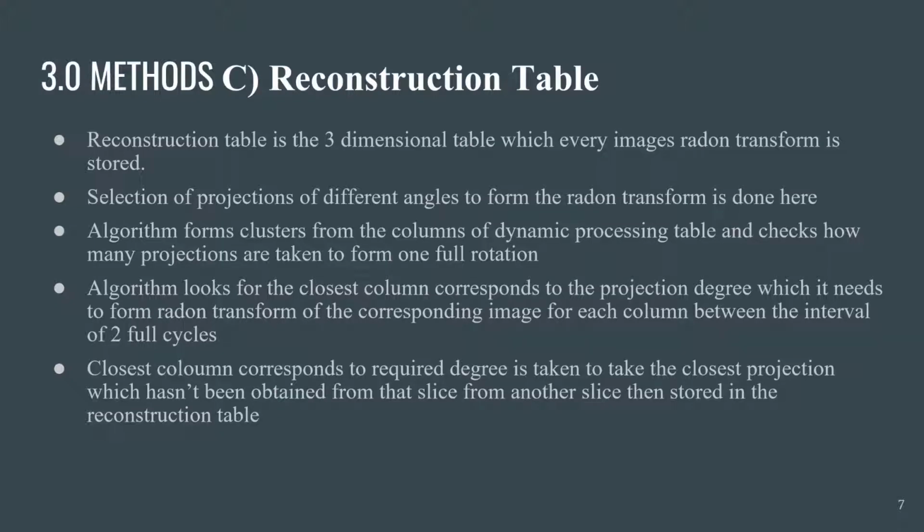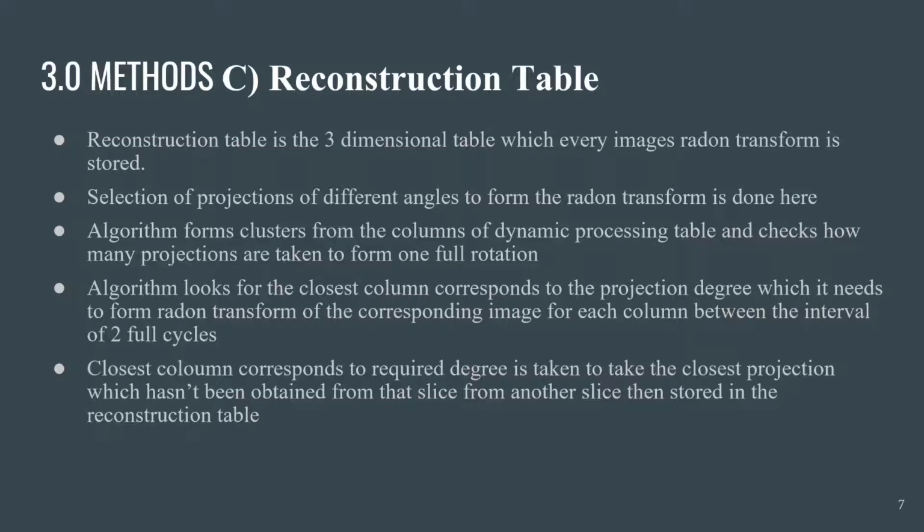The reconstruction table is a three-dimensional table in which every image's radon transform is stored. Selection of the projections of different angles to form the radon transform is done here. The algorithm forms clusters from the columns of the dynamic processing table and checks how many projections are taken to form one full rotation. Then the algorithm looks for the closest column corresponding to the projection degree it needs, to form the radon transform of the corresponding image for each column between the interval of two full cycles.